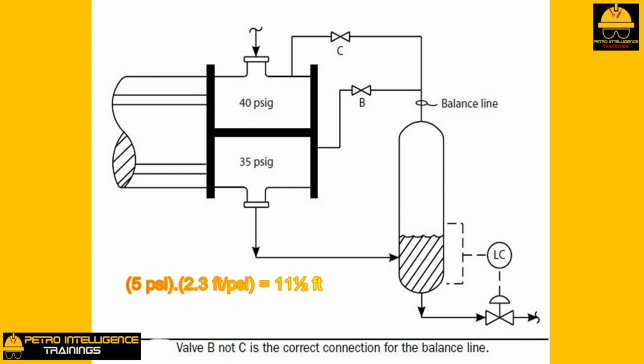5 psi times 2.3 feet divided by psi equals 11.5 feet, which is ridiculous, as the reboiler is only 5 feet in diameter. Even a 1 psi delta P would submerge half the tubes with water. The operators will respond to this design error by draining the channel head directly to the sewer. Thus, the correct balance line connection location to use is through valve B and never valve C. That is, leave C closed and B open.